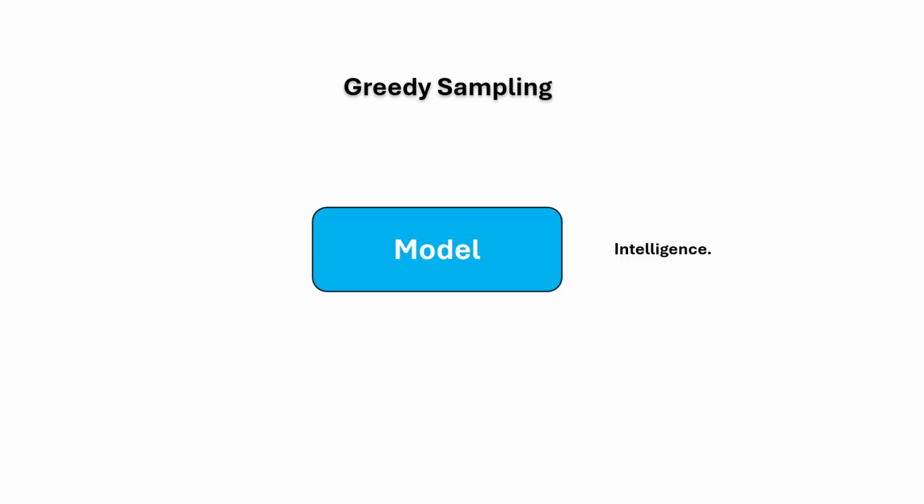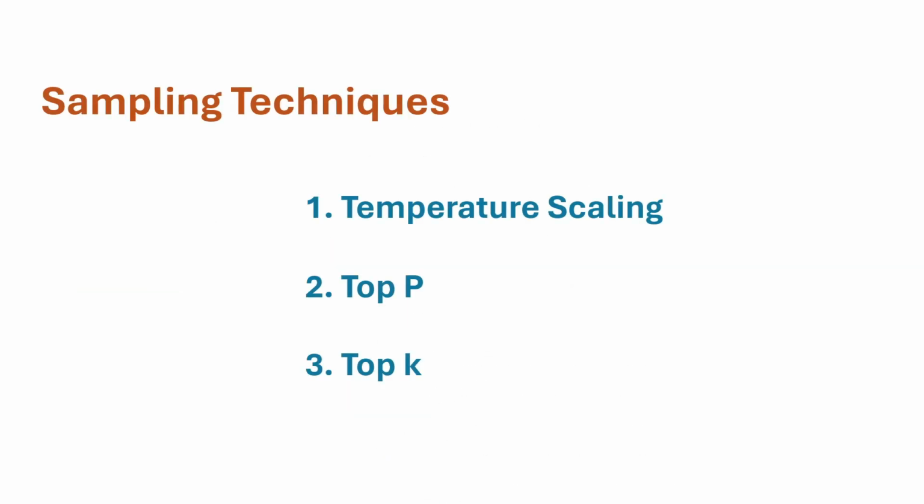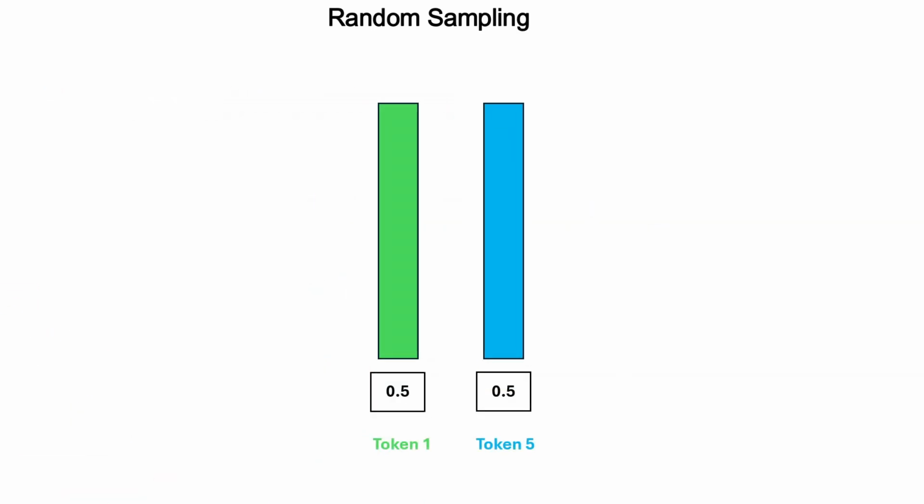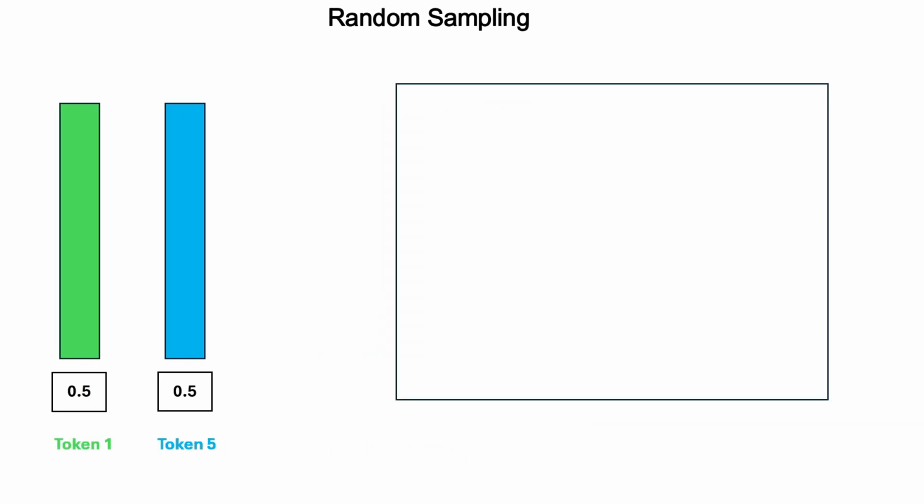So to provide human-like response, we can use certain sampling techniques. We have temperature scaling, top P or nucleus sampling, and top K sampling. Before diving deep into these techniques, first let's understand how random sampling works. For example, let's assume we have only these two possible target words and both words have equal probabilities for being the next predicted token. Then we will take a box and put 5 times token 1 and 5 times token 5. Totally there are 10 tokens.